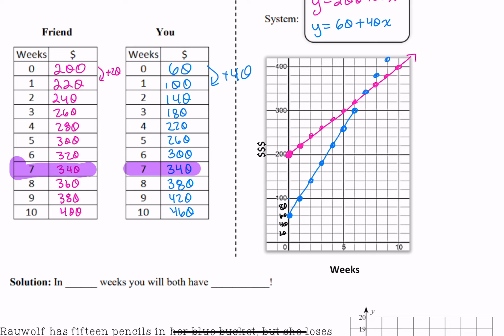And then if you look at my graph here, they cross paths at the same spot at 7 and at 340, which is the same as our table. So in 7 weeks, you're both going to have $340.